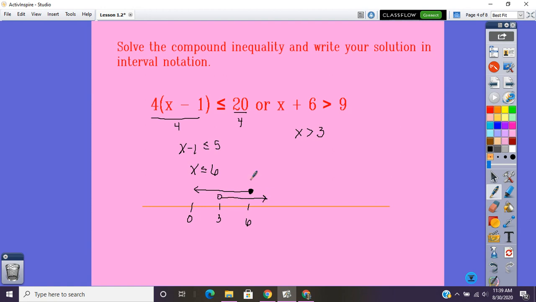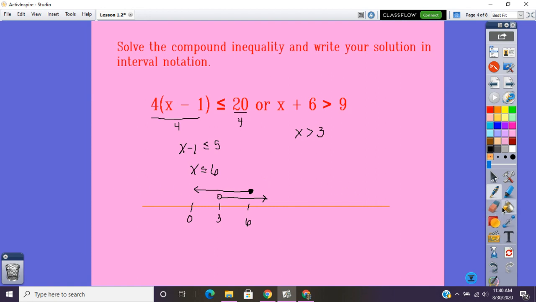All right, if this was an "and," we would look for this overlap spot, and that would be our solution. But since it's an "or," this actually means that anything fits. Can you think of an x value that does not fit the description of being less than or equal to 6 or bigger than 3? Well, there's not one. So anything is possible here.